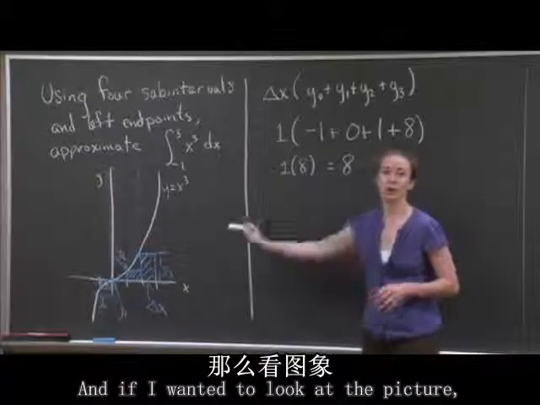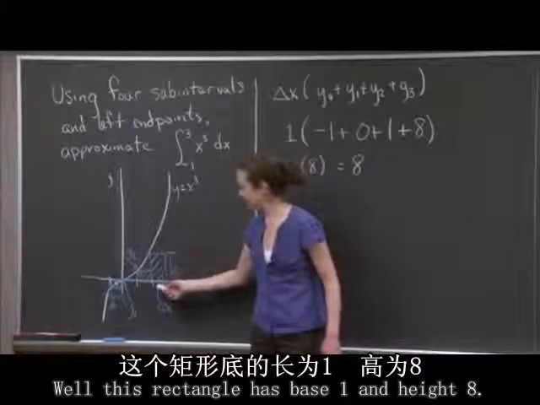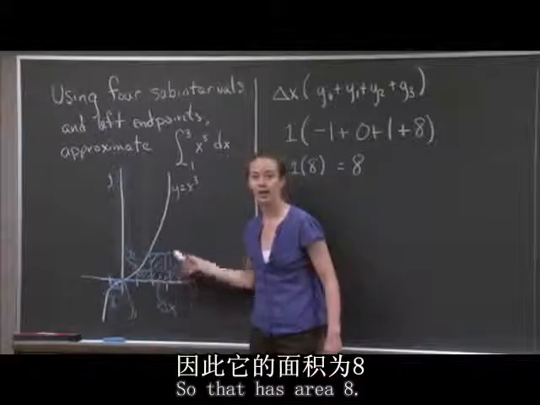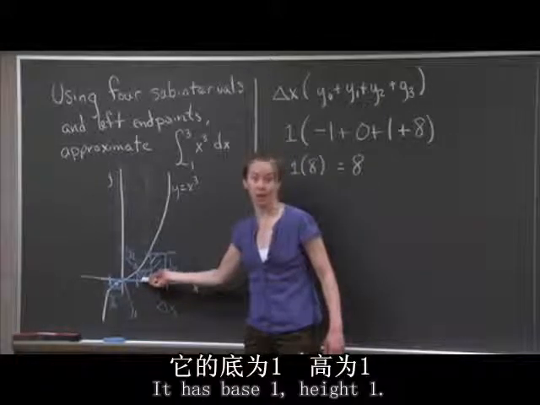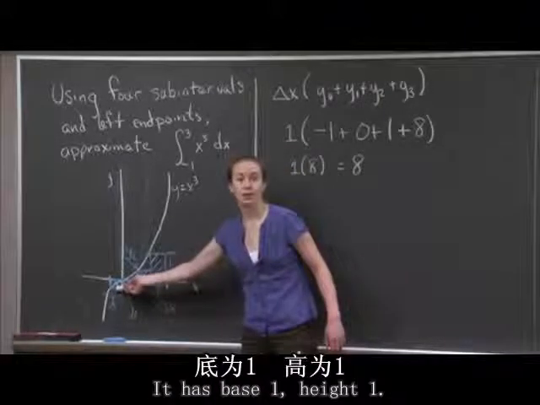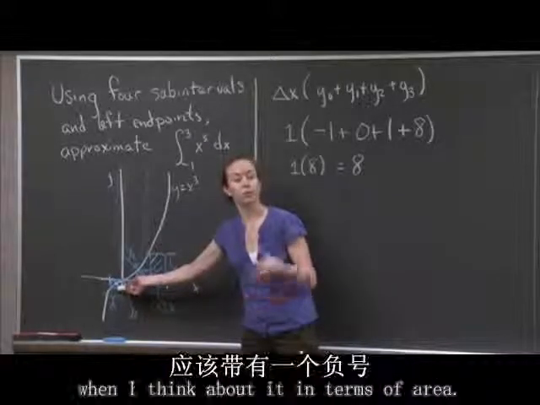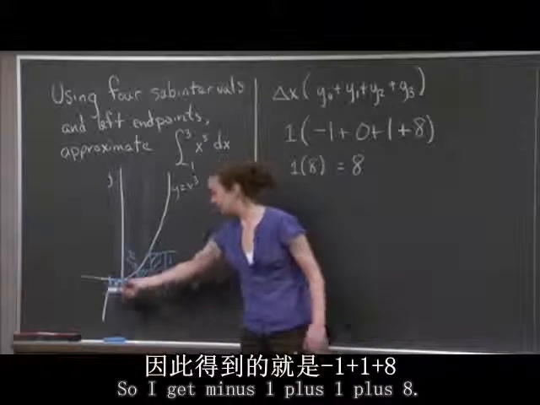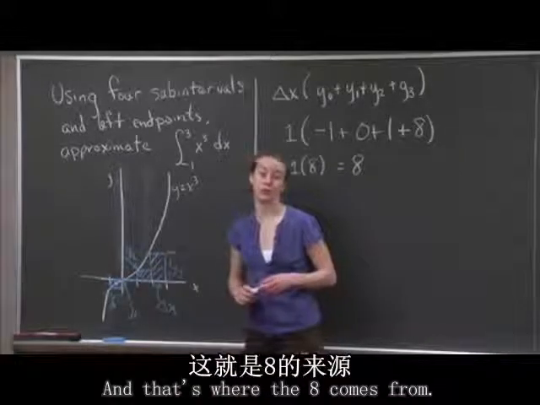And if I wanted to look at the picture, how is that represented? Well, this rectangle has base 1 and height 8, so that has area 8. This rectangle is actually a square. It has base 1, height 1. And this one is also a square. It has base 1, height 1, but because it's below, it has a minus sign associated to it when I think about it in terms of area. So I get minus 1 plus 1 plus 8, and that's where the 8 comes from.